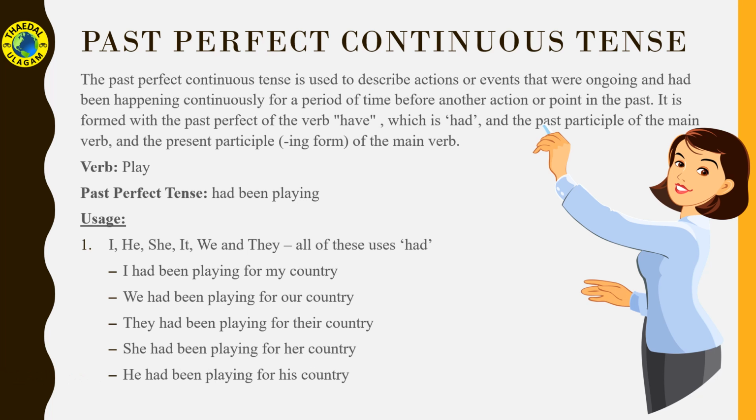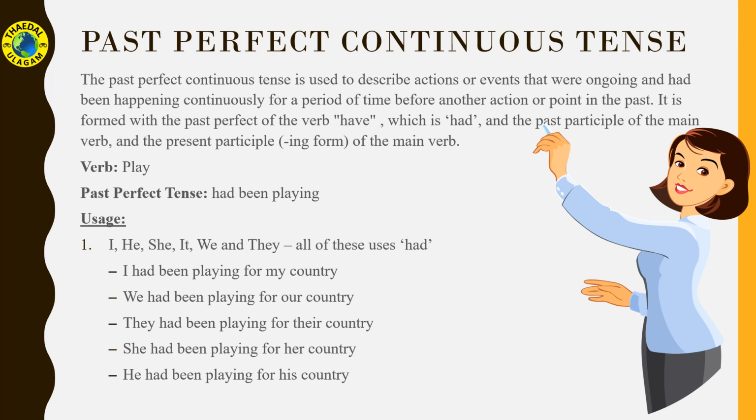Past perfect continuous tense. The past perfect continuous tense is used to describe actions or events that were ongoing and had been happening continuously for a period of time before another action or point in the past. It is formed with the past perfect of the verb have, which is had, and the past participle of the main verb, and the present participle, ing, form of the main verb. Consider the verb play. The past perfect continuous tense of the verb is had been playing.